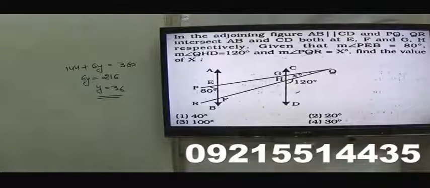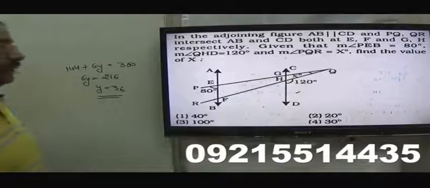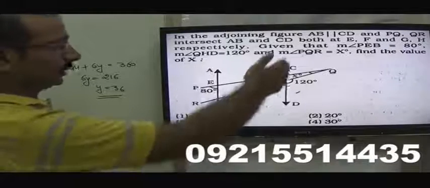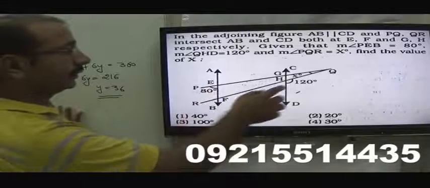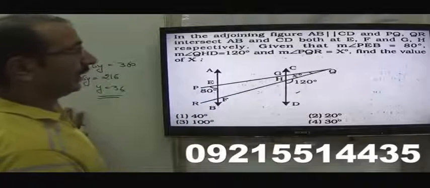Let us have the next question here. In the adjoining figure, AB is parallel to CD. ये दोनों sides parallel है. PQ, QR intersect AB, CD at E, F, G, H respectively, right? Given that PEB is 80, this is 80 given to us, this is 120 given to us. हमें x फाइंड करना है.